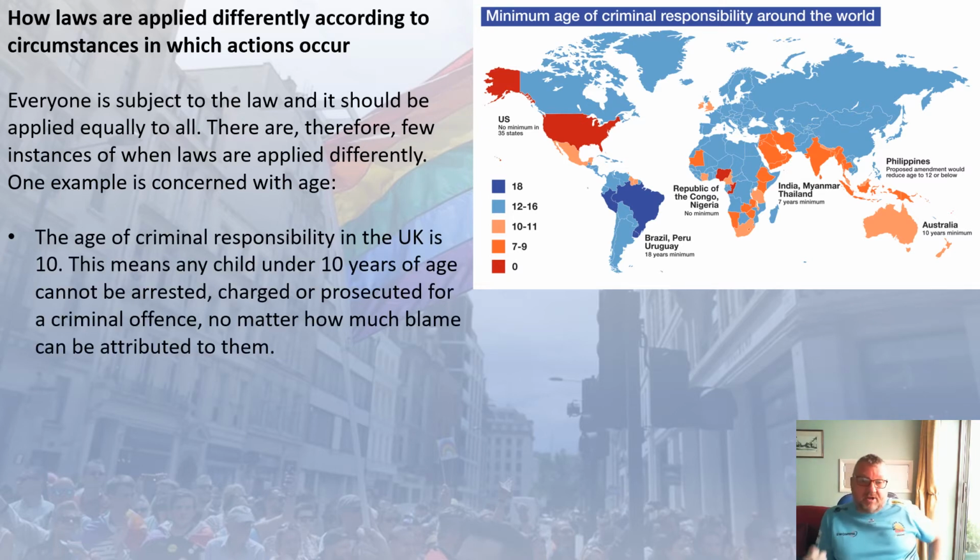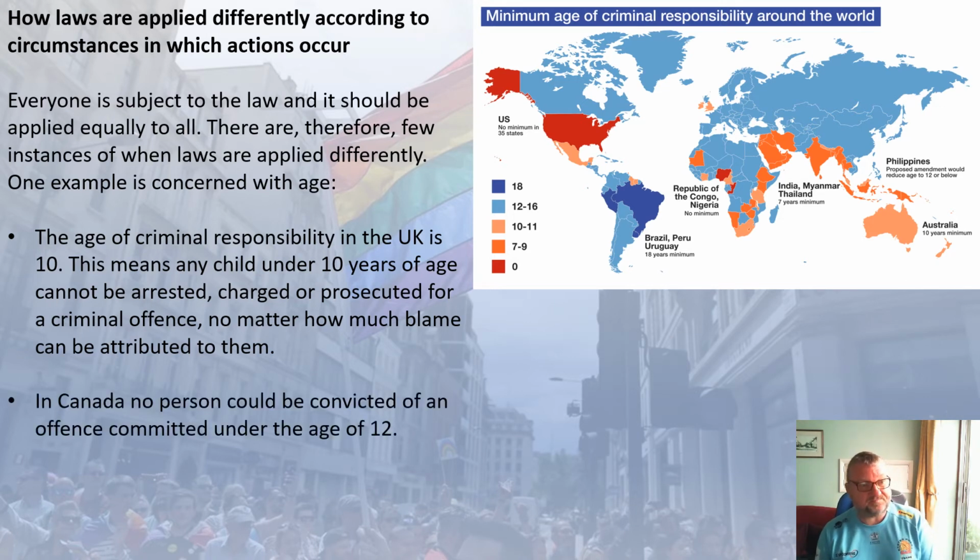So in our country, the age of criminal responsibility is 10. What this means is that any child under 10 years of age can't be arrested, charged or prosecuted for a criminal offence, no matter how much blame can be attributed to them. They cannot technically be prosecuted for a criminal offence. They'll be locked up for society's safety, but they can't be prosecuted.